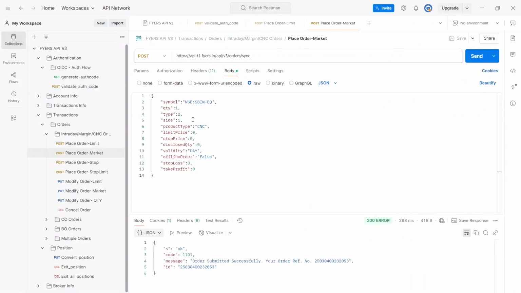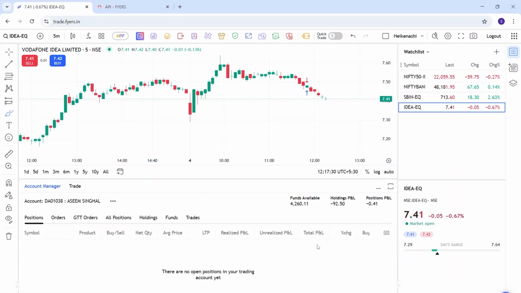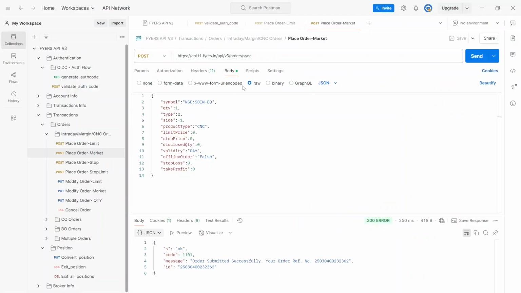We can just take a reverse entry also. So let's make it a -1, save it and run it again, and it should exit that trade now. So you can see we have got a 362 order ID, and this trade has been exited because it has taken a selling trade now. So as we can see, both the market and the limit orders were working perfectly.